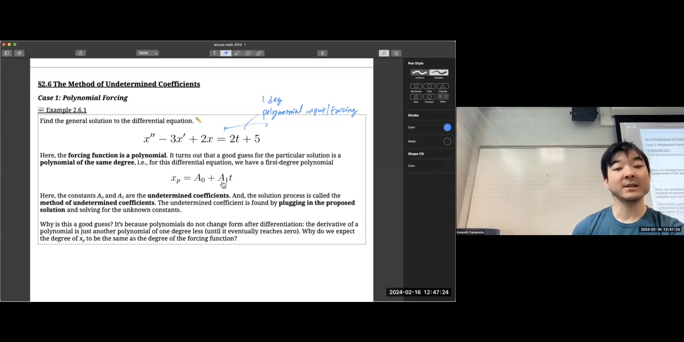Why does this make sense? Because if you plug this into the x double prime, it will end up completely going away, because taking the derivative of this once will give you a1, and taking the derivative again will give you 0. So the x double prime term will be 0. If you plug this into the x prime term, you'll have just a1. If you plug this into the x term, you'll have all of it: a naught plus a1t.